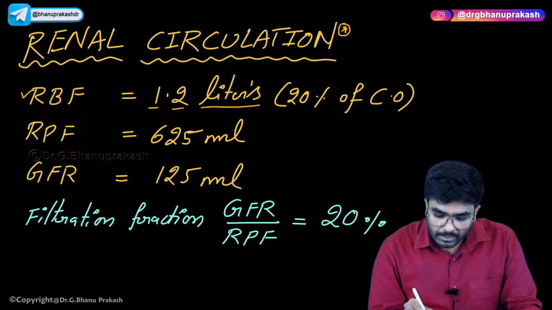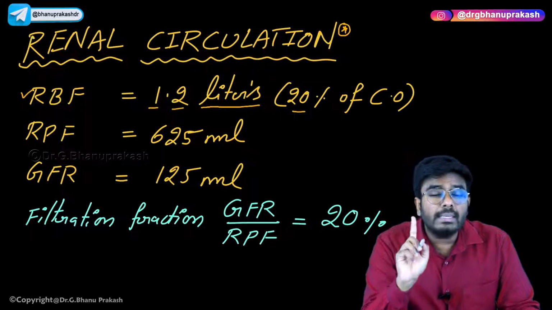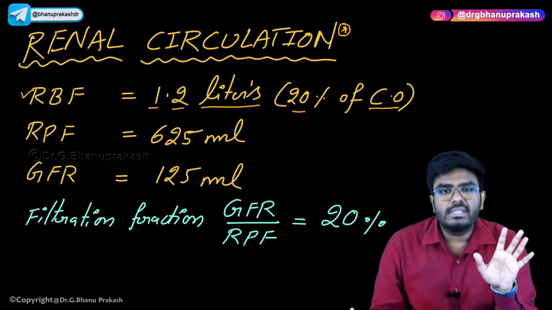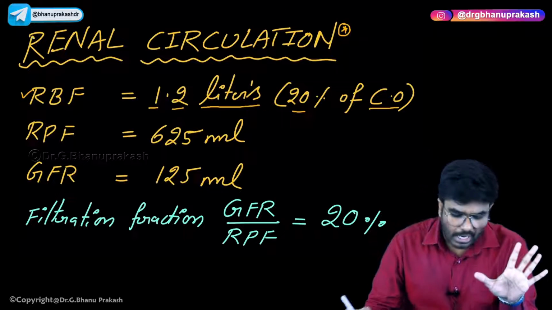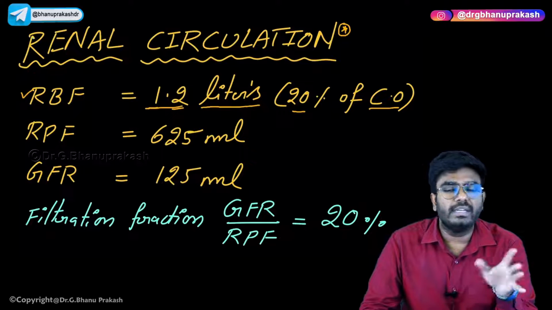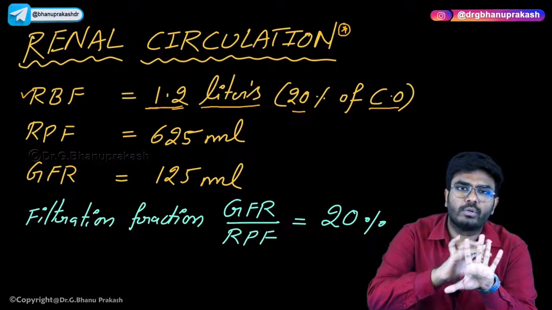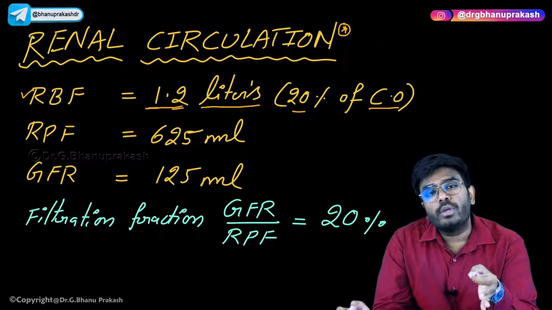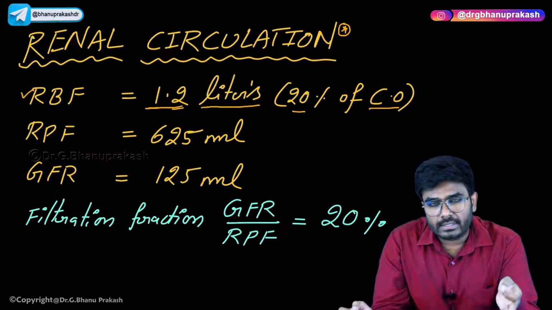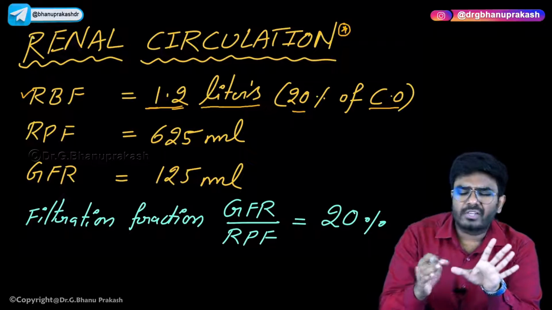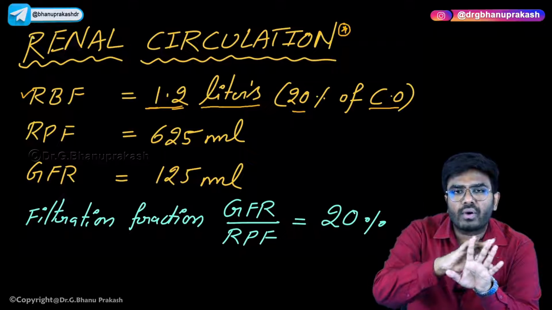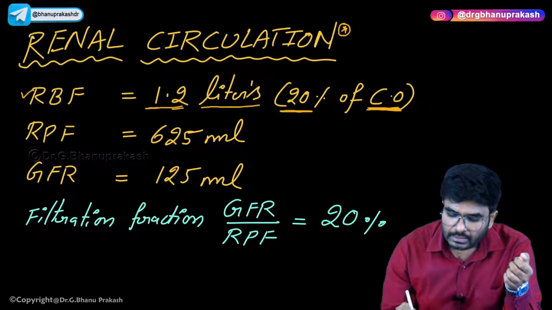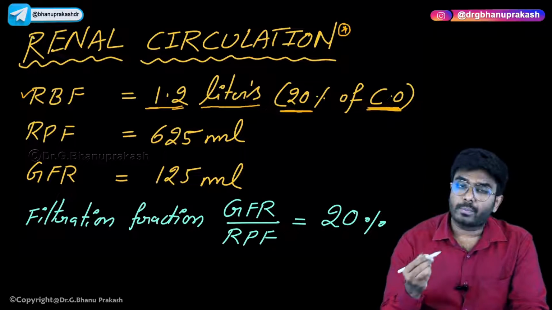So, what is this? 20%. 20% out of 5 liters. What is the normal cardiac output? The normal cardiac output is 5 liters. Out of 5 liters, almost 1 liter, 1.2 liters, is going to the kidneys, which means 20%, right? 20, 20, 20, 20, 20, all 5 20s make 100. So, how much blood is going to the kidneys? 1.2 liters, or simply take it as 1 liter out of 5 liters. That is 20%. 20% of the cardiac output is getting diverted to the kidneys for the process of filtration.